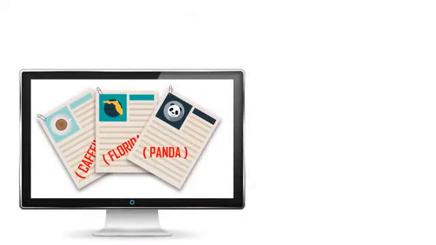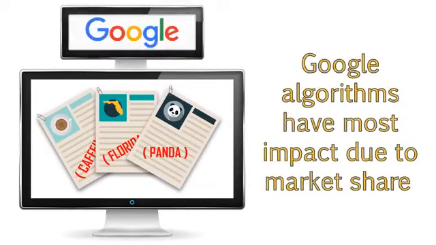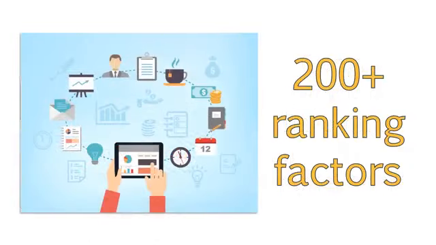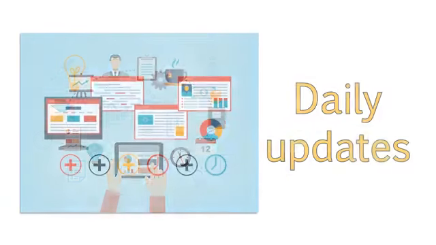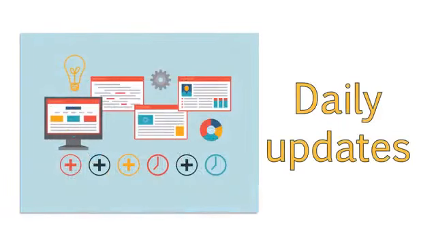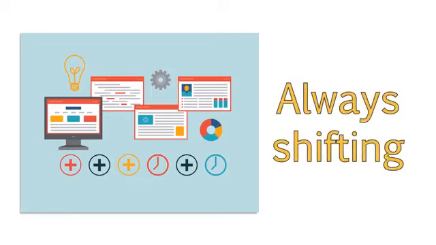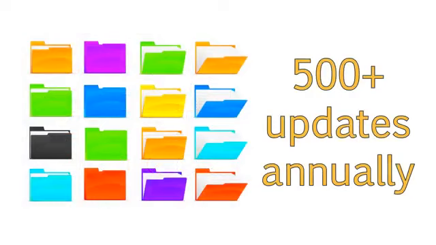The main algorithms we focus on are algorithms created and maintained by Google. This is because Google has the highest market share. We know that there are over 200 different ranking factors or signals used by Google to understand and rank a website. In addition to that, there are algorithm updates every single day. These updates may not always be huge or impact your website directly, but it's important to know that Google's algorithms are constantly shifting in order to provide users with the best results. In a single year, over 500 updates will have been made to the algorithms.